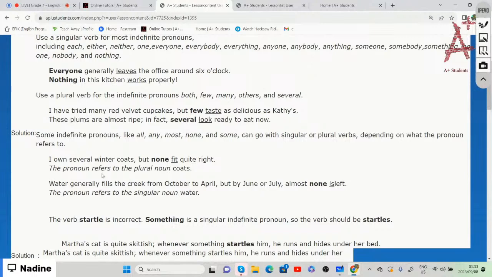And remember, we still follow the rules: if your subject is singular, then the verb needs to be in a singular form where we add an S. And if it's plural, then you do not need to add an S.